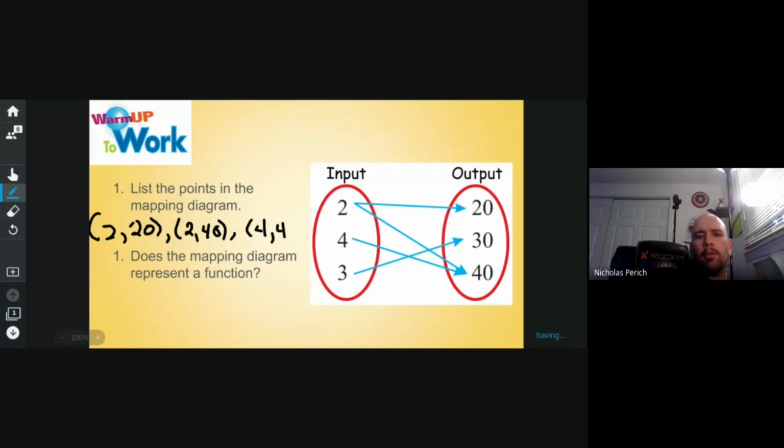I have 4 going to 40. And I have 3. Oh, these are out of order. Shame on the internet website that I stole this from. 3 is going to 30.